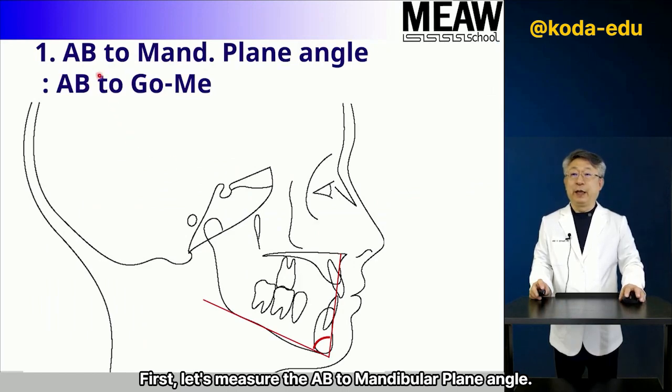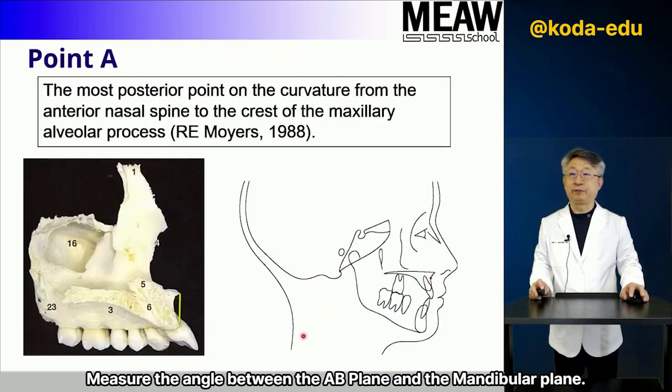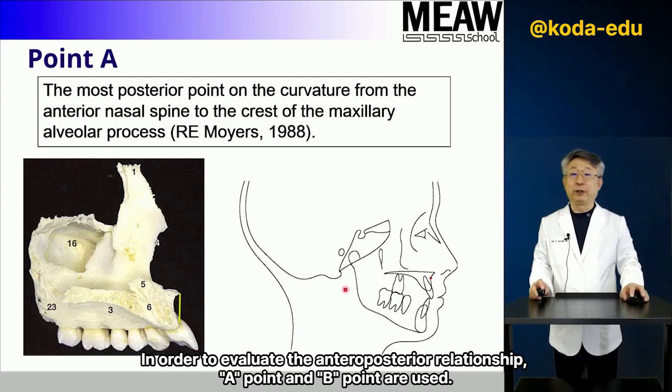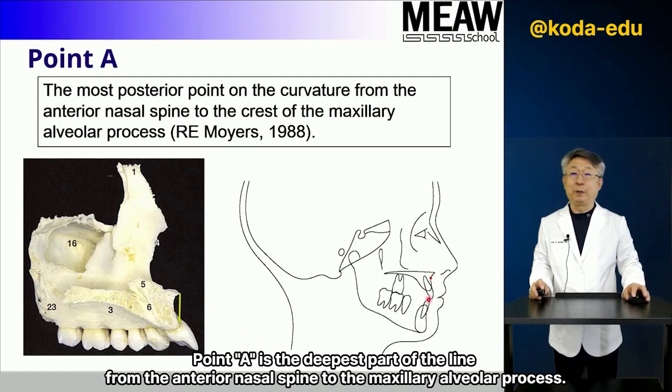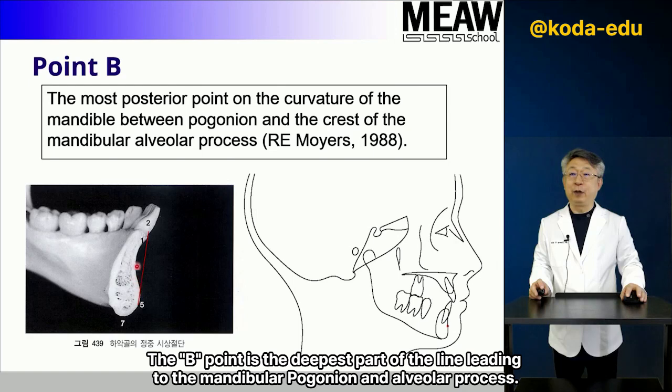First, let's measure the AB to mandibular plane angle. Measure the angle between the AB plane and the mandibular plane. In order to evaluate the anteroposterior relationship, A point and B point are used. Point A is the deepest part of the line from the anterior nasal spine to the maxillary alveolar process. The B point is the deepest part of the line leading from the mandibular pogonion to the alveolar process.